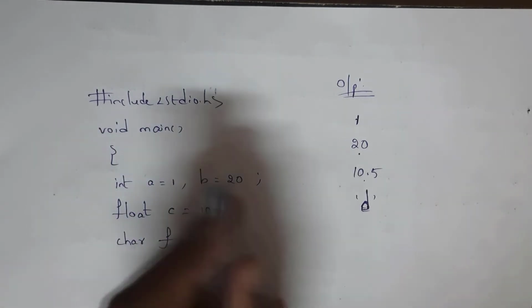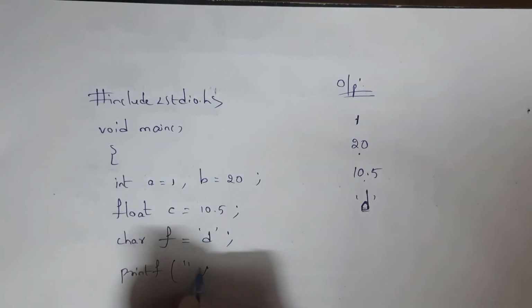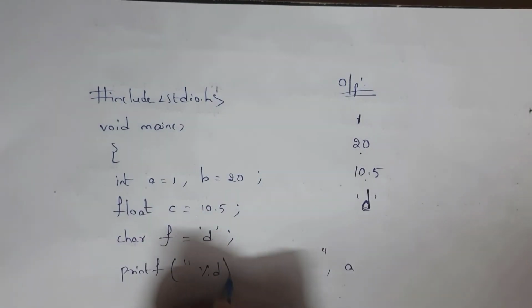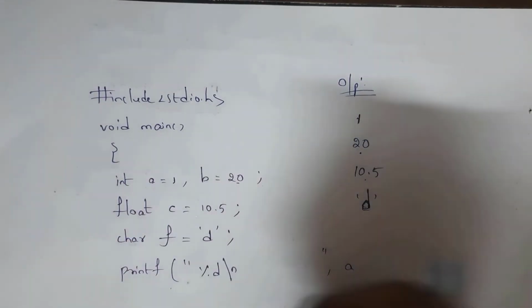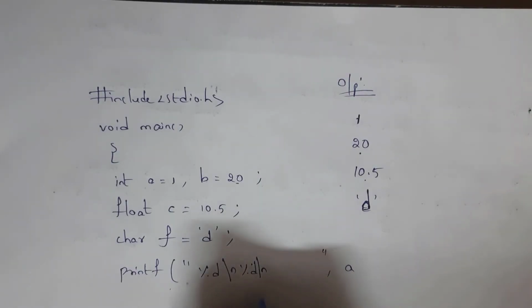Now I want to print these values, so I need to take printf here. This a is integer type, so I took %d for a, and next \n. Next, 20 is present in variable b. This variable b is integer data type, so again I need to take %d \n.